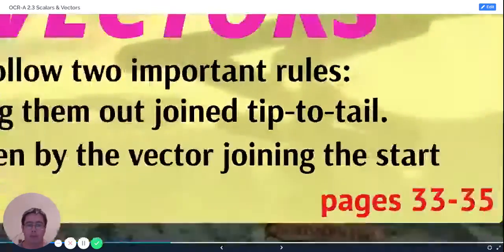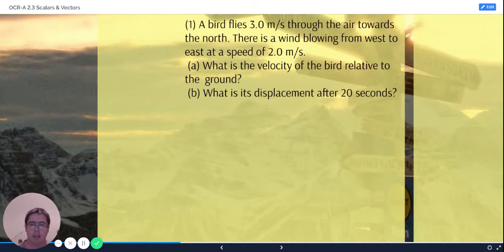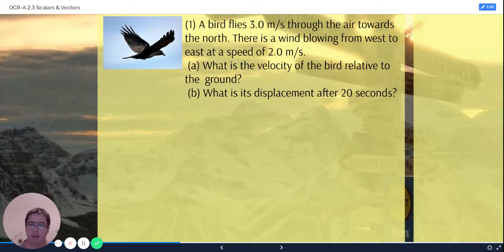So with that in mind, we're going to look at these two different ways of adding vectors. Two questions for you. First of all, the bird flies 3 meters per second through the air towards north. There's a wind blowing from west to east at a speed of 2 meters per second.